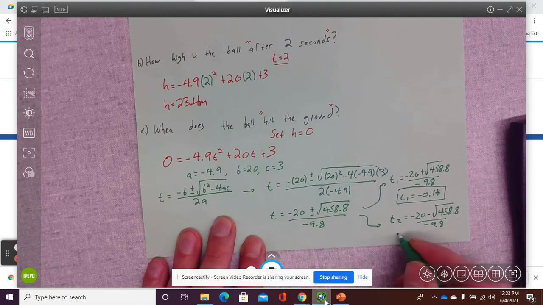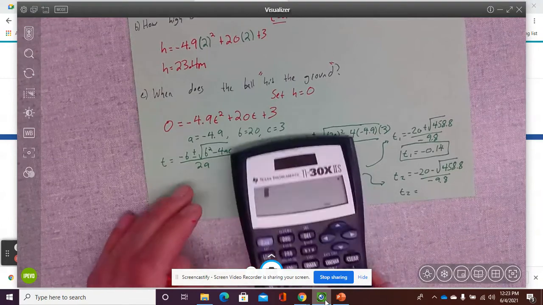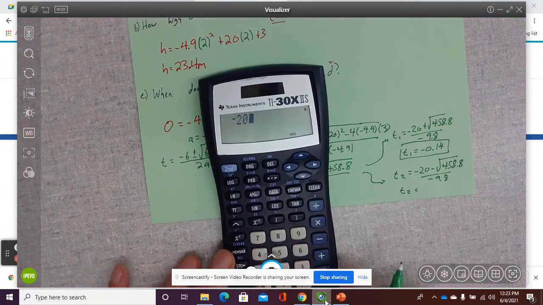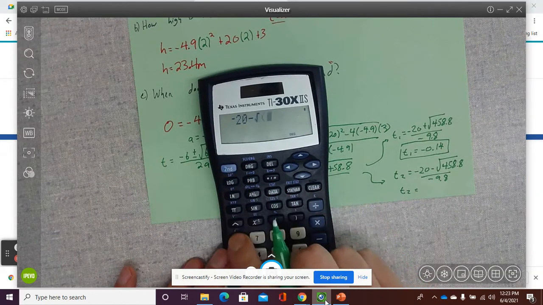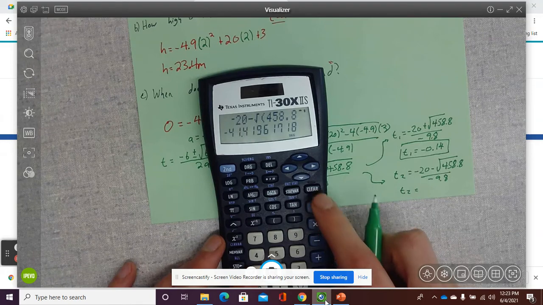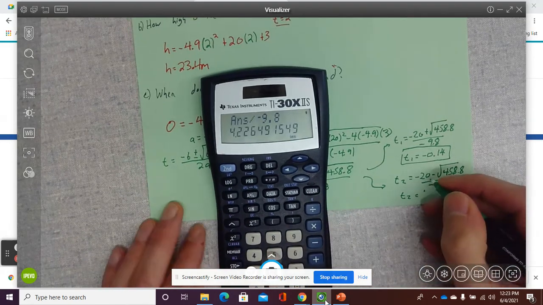Or time could equal, and let's do the second equation. I realize that my calculator might not have been on the screen for that last one. I apologize. I've got to figure out this glare as well. So we've got negative 20, and this time I'm subtracting the square root of 458.8, and then dividing by my denominator. So time could also equal 4.2.